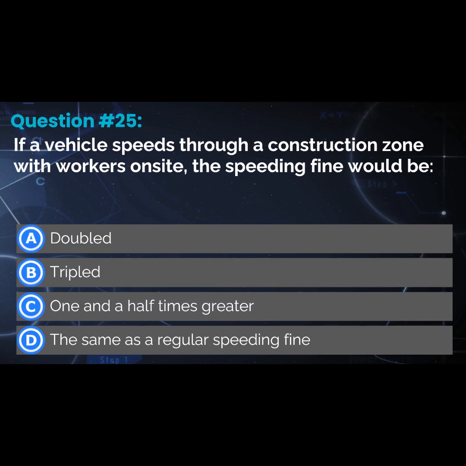Question 25. If a vehicle speeds through a construction zone with workers on site, the speeding fine would be A. Doubled, B. Tripled, C. 1.5 times greater, D. The same as a regular speeding fine.